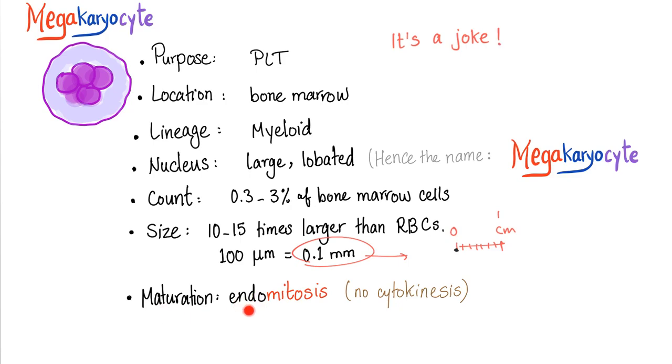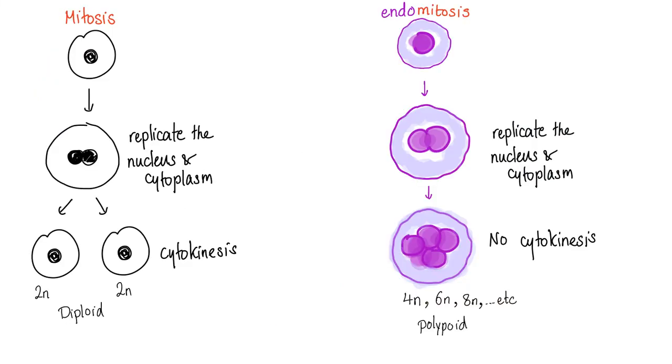Maturation is by a crazy process called endomitosis with no cytokinesis. What is endomitosis? Let me explain. On one hand, we have mitosis, on the other hand, we have endomitosis. Mitosis, like regular somatic cells: here's the cell with one nucleus. The cytoplasm is going to get bigger and the nucleus is going to replicate. So we are dividing the nucleus and the cytoplasm.